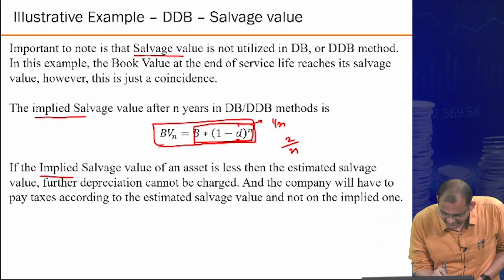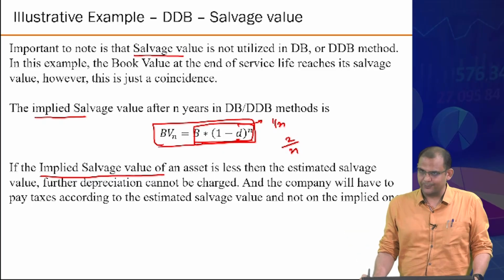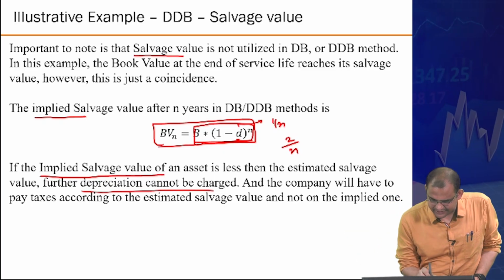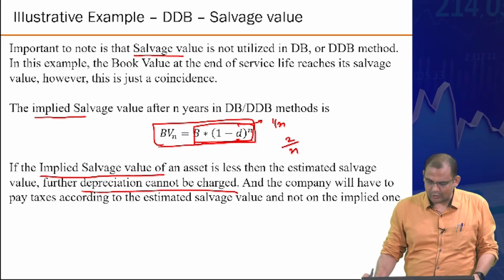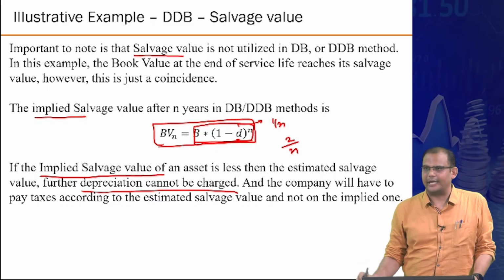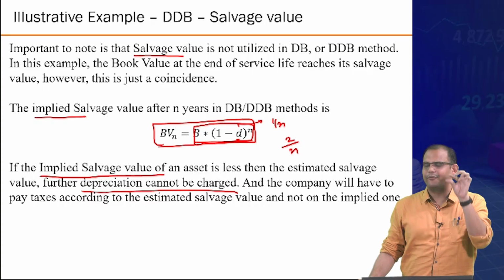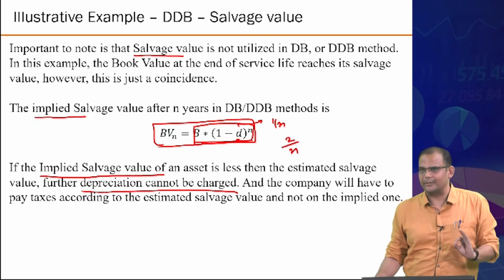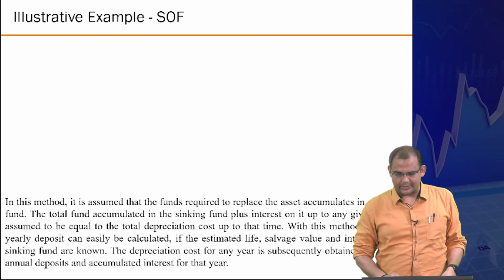Okay. So if the implied salvage value of an asset is less than the estimated salvage value, further depreciation cannot be charged, and the company will have to pay taxes according to the estimated salvage value and not the implied one. In any case, you have to finally reach the same salvage value. That's the concept. Okay. How will you do that? We will look into some examples.